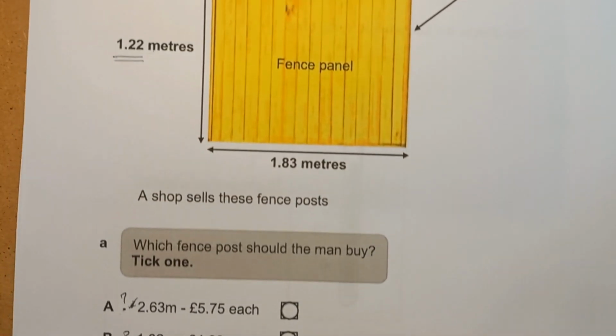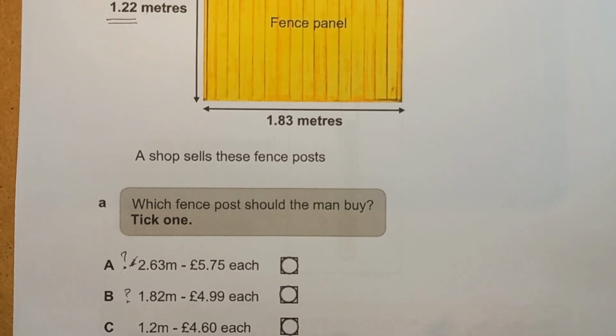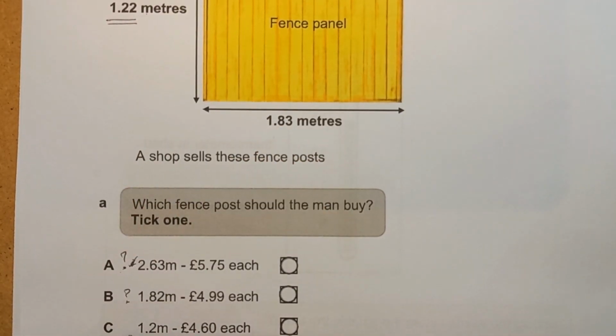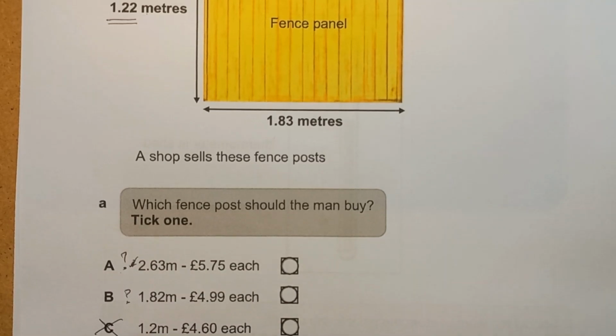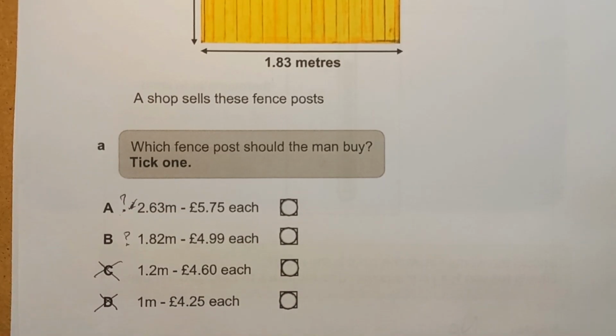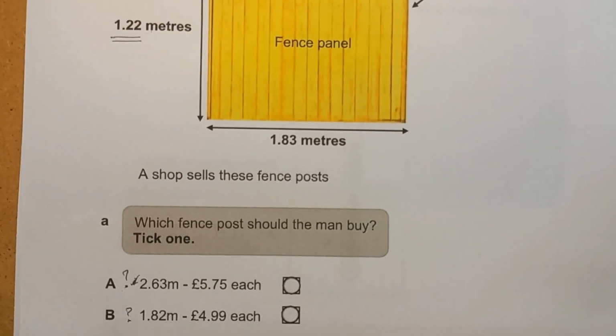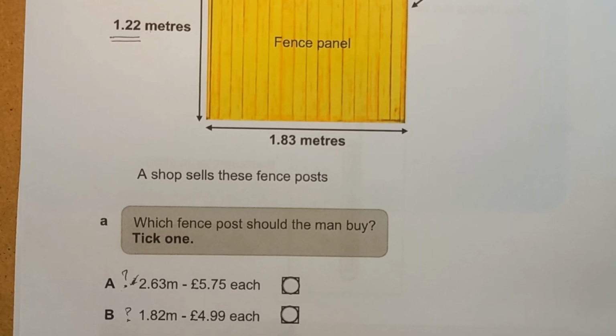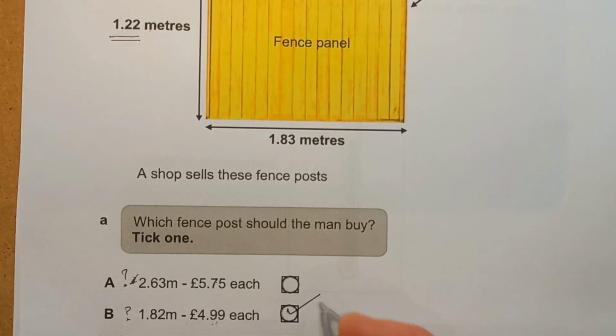1.2 metres. Well, if we look, try and have them both on the screen. This is 1.2, and nothing else. This is 1.22, so this is a bigger number than this one. So it can't be C. And D, well, these are only 1 metre, so they're not tall enough. Remember, they needed to be taller than the fence panel. So it's got to be A or B, and they said to buy the cheapest suitable post, so the cheapest one that's tall enough. So which is more? £4.99 is less than £5.75, so we're going to go with B.